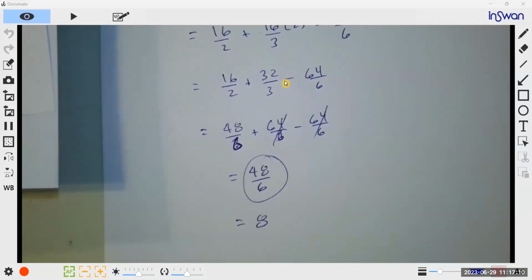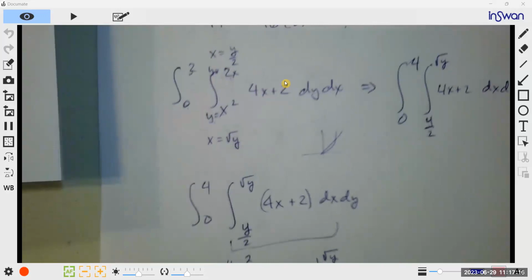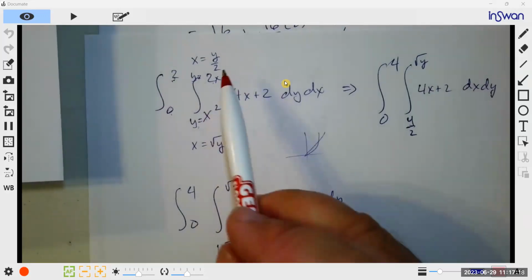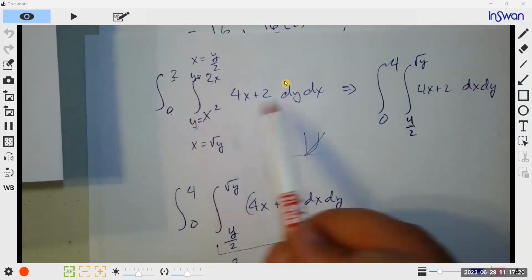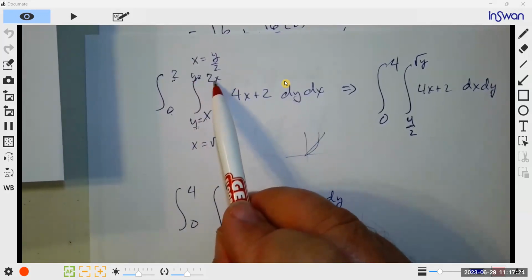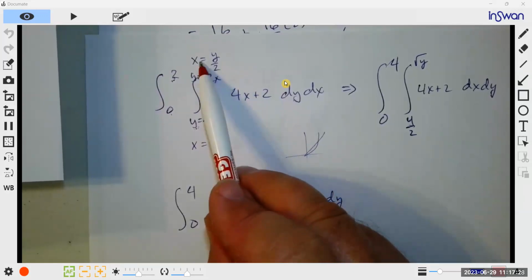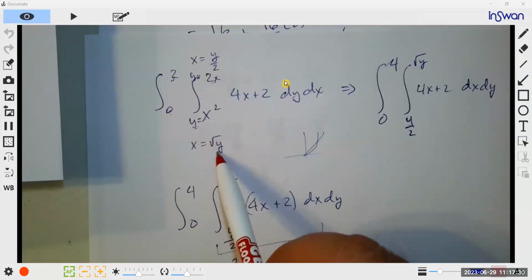So yeah, when you change the bounds of integration, you have to set those equal. This is the y first. This equals y equals x squared, y equals 2x. Solve for the other variable. I solve for x, I get that and that.